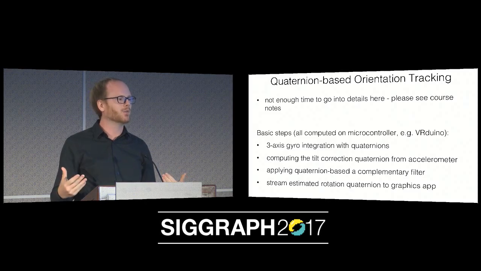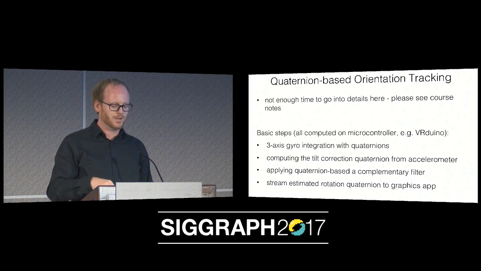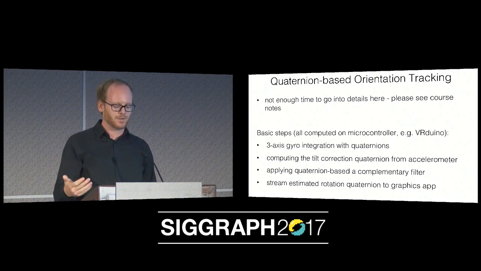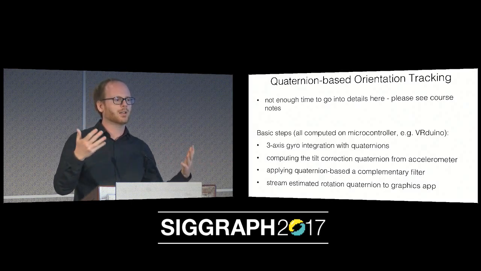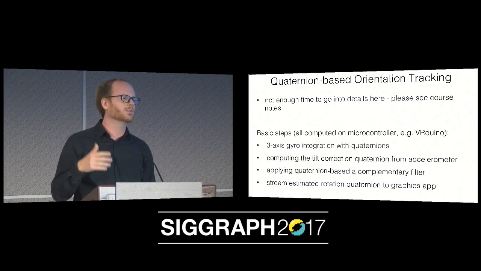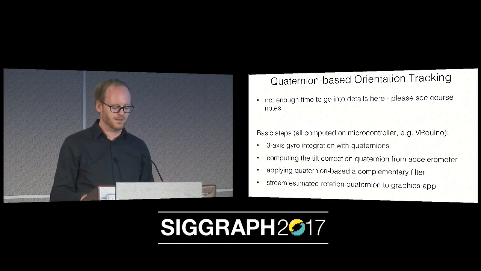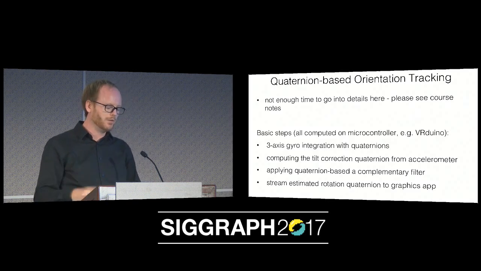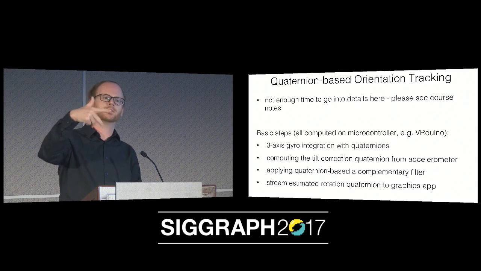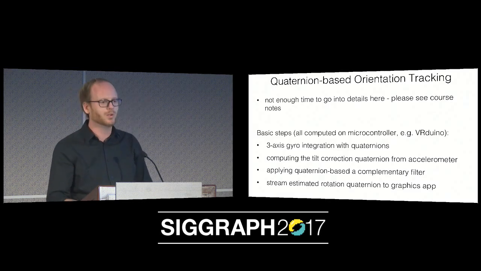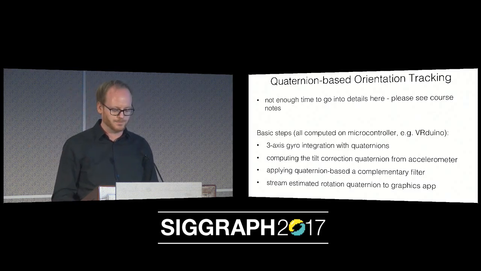But the basic steps for quaternion-based orientation tracking are very similar to what we discussed earlier. You're going to take these measurements with the gyro and the accelerometer, you're going to convert these into quaternions, and then you're going to do some quaternion algebra to interpolate between these values to stabilize the tilt from the gyro measurements. So the idea is the same, just the mathematical operations are slightly different. And you're going to do all of this on the Arduino and then stream the resulting quaternion that represents the orientation of the head or the IMU to the application in OpenGL.